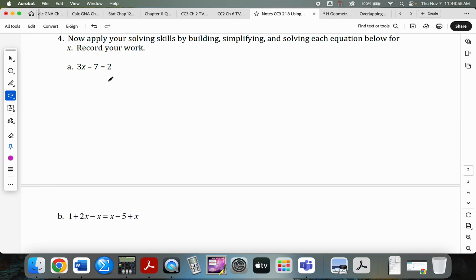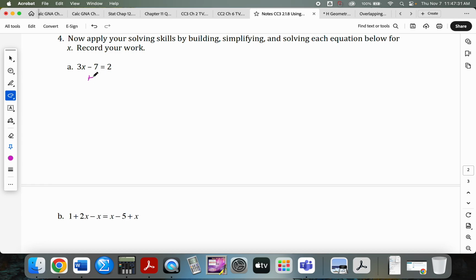So if we start off with this equation, can I simplify either side? Always start by simplifying. Can we simplify? Yes or no? I need it from everybody. Can we simplify this? Simplify either side. Not simplify the whole thing, but can I simplify like 3x minus 7? Can I make that any simpler? No. Can I make 2 any simpler? No. All right, so I'd like to get rid of these negative 7 unit tiles.